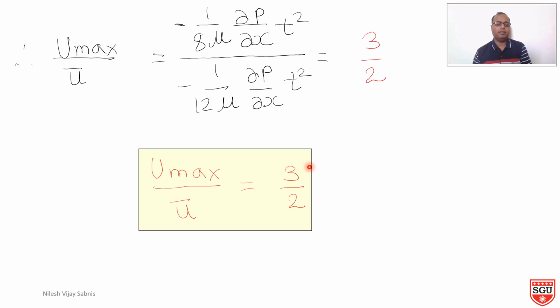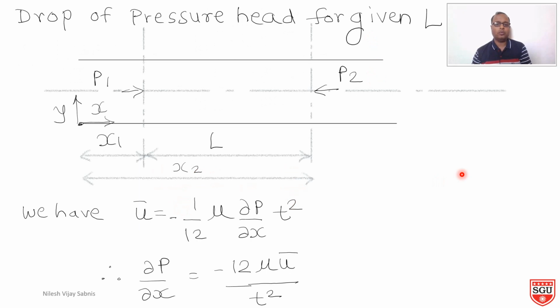In the previous derivation of u max by u bar for a circular pipe, the answer was 2, and here we are getting 3 by 2. Let's move to the next point, that is the drop of pressure head for a given length L.